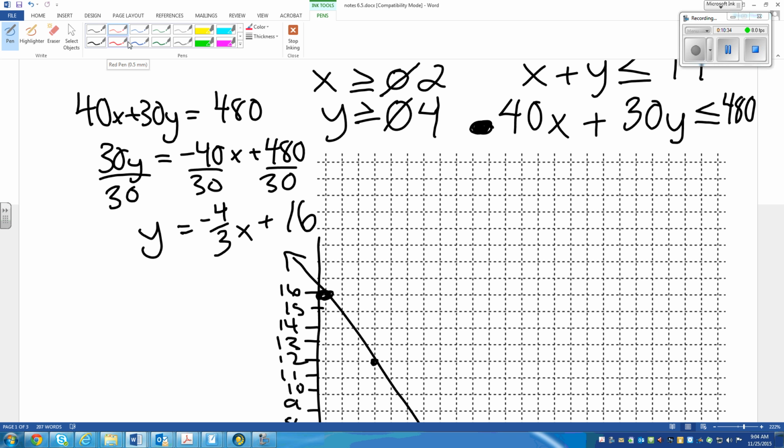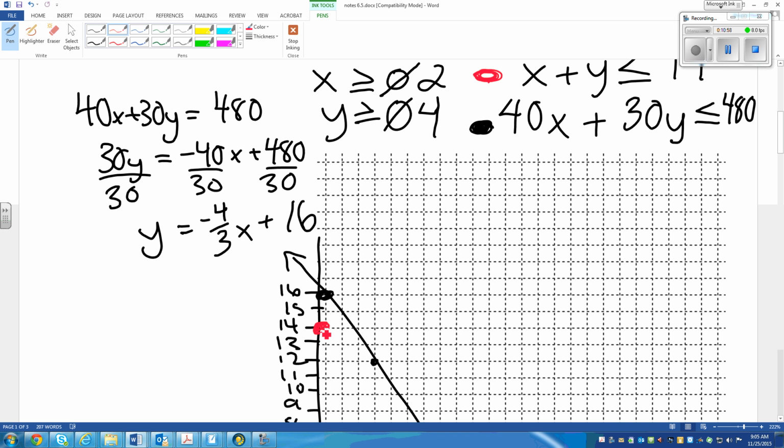Now, we can draw any other ones next. I'm going to draw the x plus y is less than or equal to 14. Because I know if I put 0 in for x, y is 14. And if I put 0 in for y, x is 14. Right? So I'm going to do this one in red. So I'm going to have a 14 here.